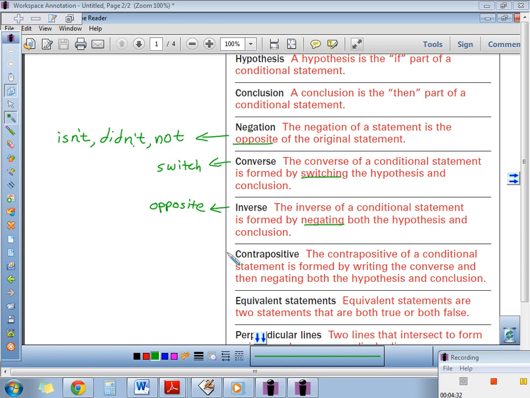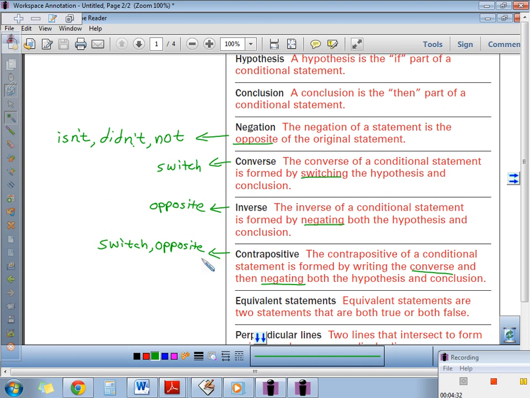The next one is contrapositive. This is the most difficult one. This is the one that is missed most often because you can see it has a more complex definition. It actually does two things. The contrapositive of the statement is formed by writing the converse and negating. Well, once again, what does the word converse mean? Oh, switch. So we switch, and then it said, what's it do? Oh, it negates. What's negate mean? Oh, negate means opposite. So we switch it and then we write the opposite. So it's a little bit more complex. Still a good thing to be able to do.